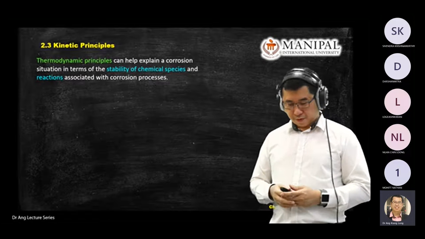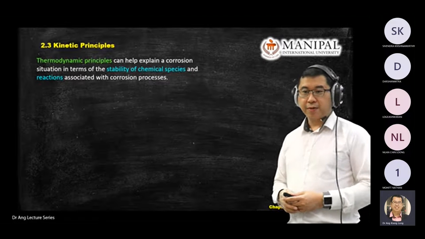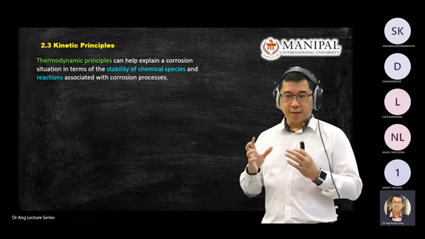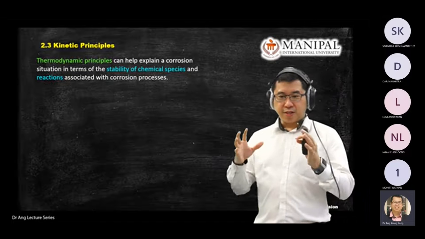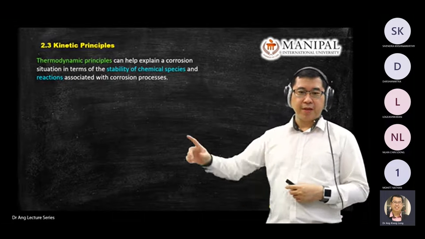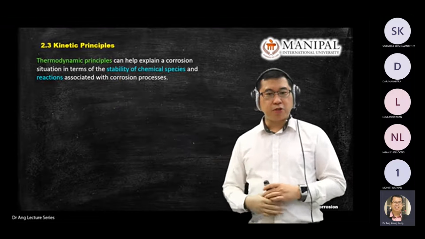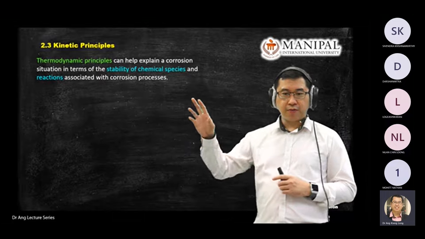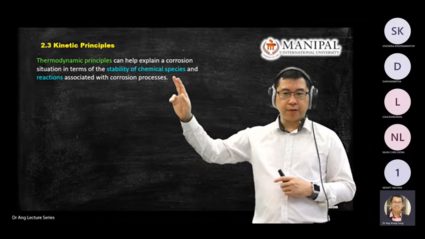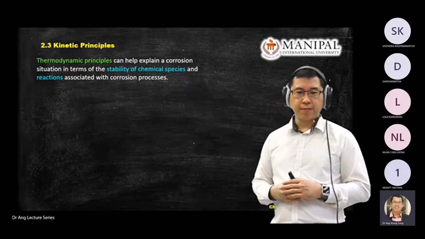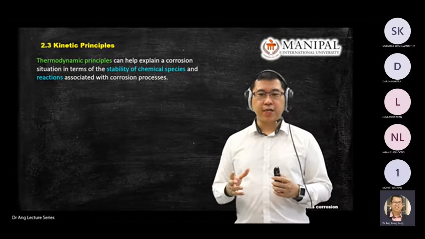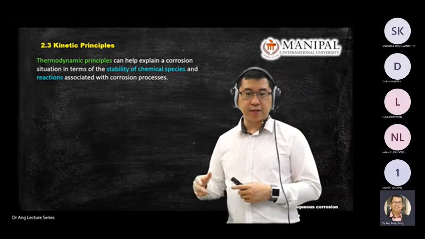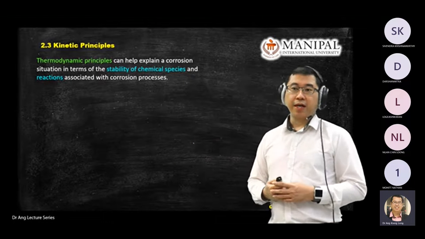So we continue with kinetic principle. The word itself tells you something about how active the process is, right? Kinetic means something is moving, something inside the system is changing, right? So we will be using thermodynamics principle to analyze the stability of the chemical compound or element. Okay? So basically you link the corrosion process using chemical analysis, like what you did in your chemical class.